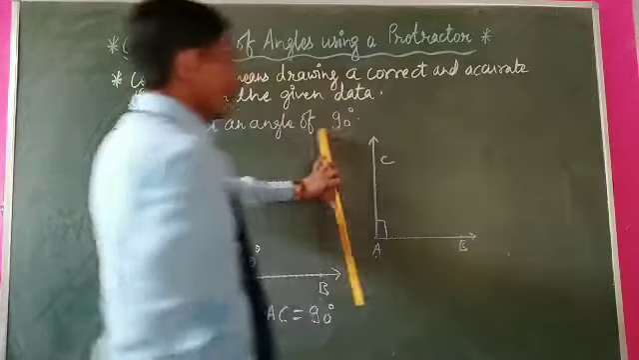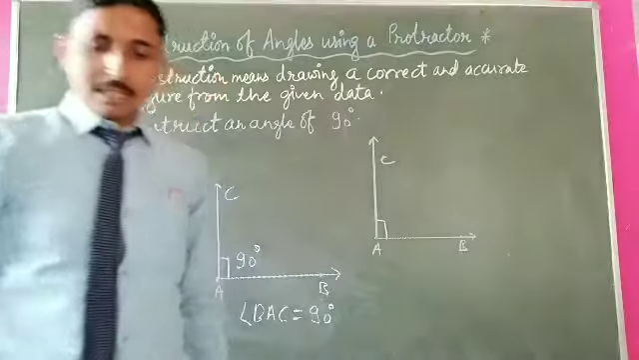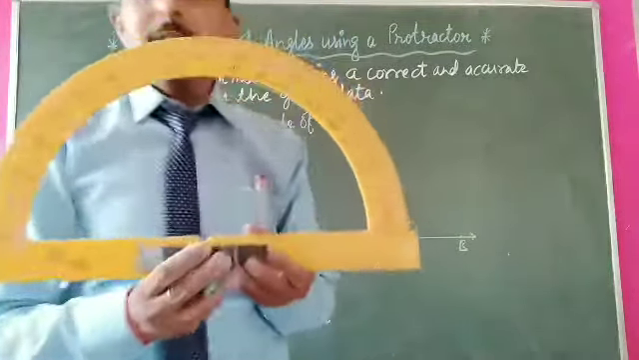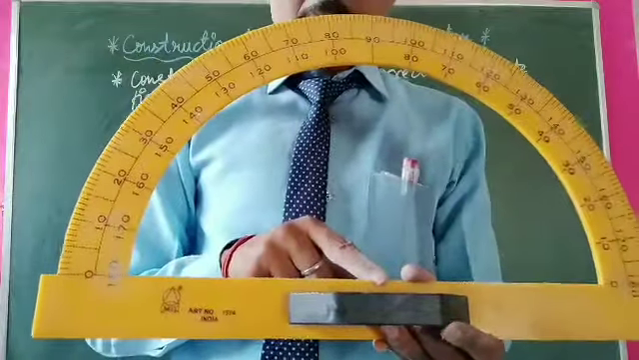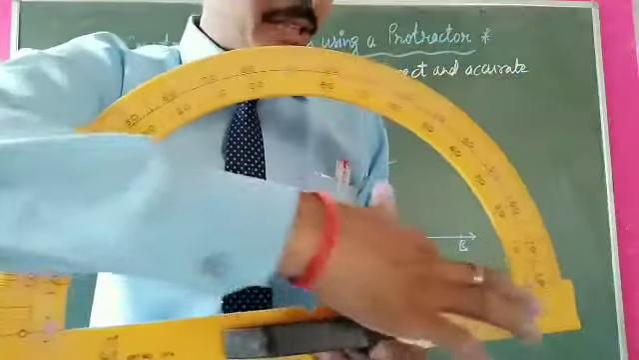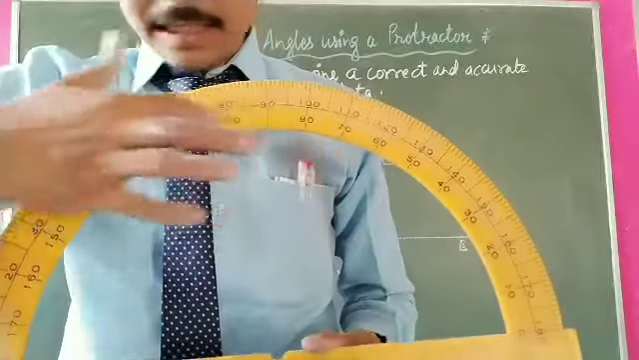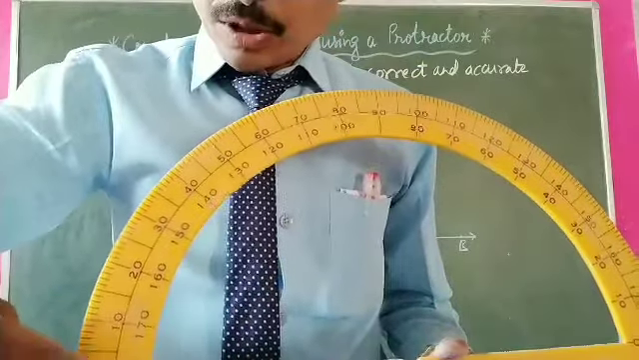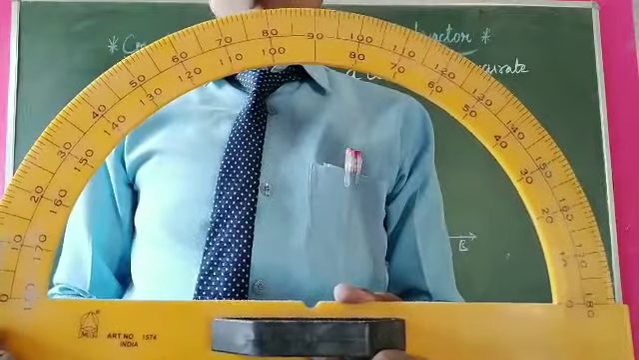So in this way we can construct an angle with the help of this protractor. You see, this is the protractor. In this protractor, this is the center, and this is the baseline, and this is from 0 to 180 degrees. This is our inner scale, and here from 0 to 180 degrees is our outer scale. So always use the inner scale to draw angles.